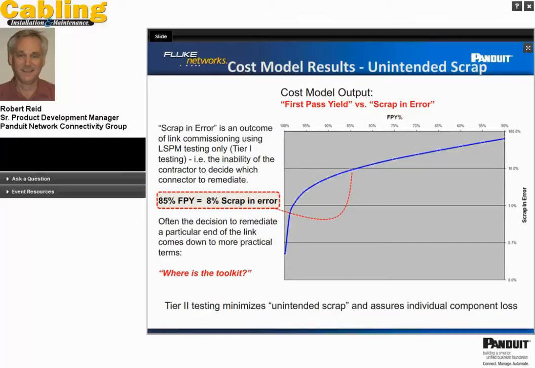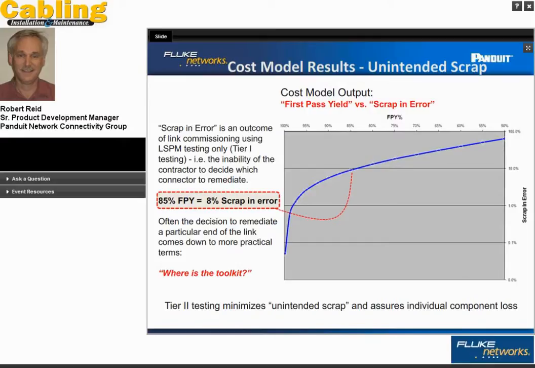So as my first pass yield goes down, my scrap and error goes up, kind of exponentially. So the example that I show here is at 85% first pass yield, I'm creating 8% scrap and error. So that means not only do I have 15% true scrap, I have an additional incremental 8% scrap and error. And that's a function of, again, as stated in the bottom here, not doing tier 2 testing, not identifying which is the true failed end in the link.